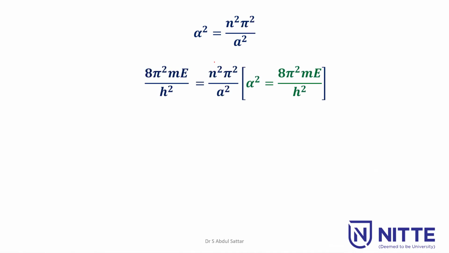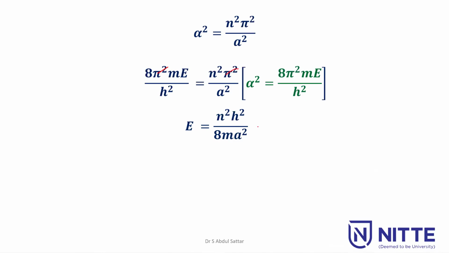To find the energy values, now we will square both sides here. If you square alpha equal to n pi by a on both sides, then alpha square equal to n square pi square by a square. We know alpha square equal to 8 pi square m E by h square. So substitute alpha square equal to 8 pi square m E by h square equal to n square pi square by a square. Now this pi square will cancel, and from this we have to find out the energy values here. So you take h square here, so n square h square by 8m a square. So from this, E equal to n square h square by 8m a square.